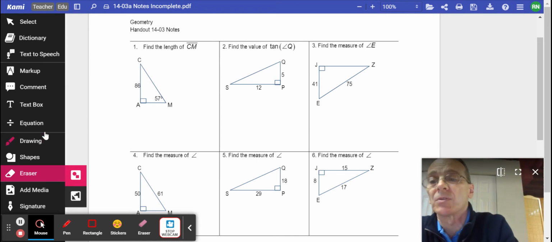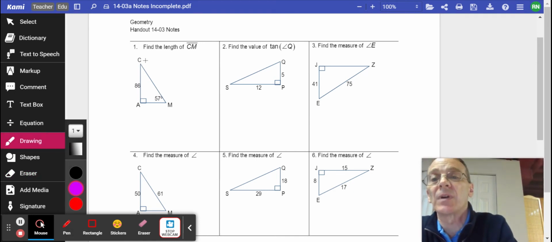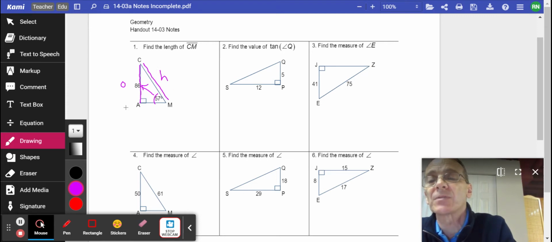All right, so solution to the first problem, we need to identify the segment we're trying to find and the segment that's going to help us find it. And from that angle's point of view, 86 is the opposite. The one we're looking for is the hypotenuse. What connects opposite and hypotenuse? From SOHCAHTOA, we remember that it is the sine. So sine of 57 degrees.